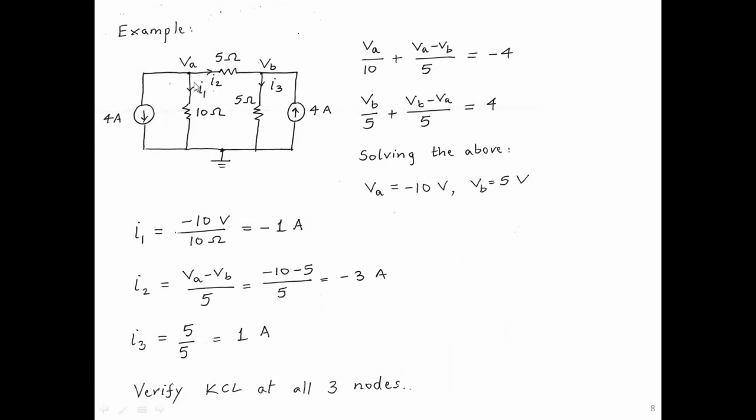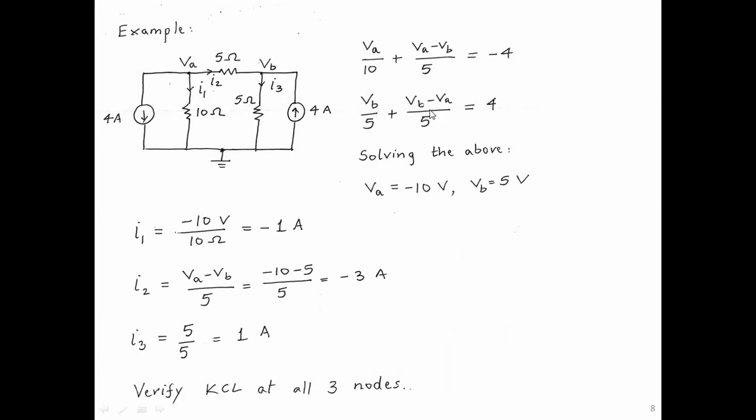Okay, so this is ground, and then we have one node here, one node here. So we need to write 2 KCLs, one at this node, one at this node. So the KCL at this node will be I1 plus I2 plus 4 ampere equal to 0. And I am writing that directly here. So VA by 10 is I1, VA minus VB by 5 is I2, equal to minus 4. And similarly at this node we say VB by 5 plus VB minus VA by 5, that is the current leaving this node, equal to 4.